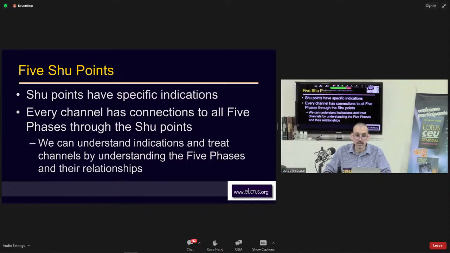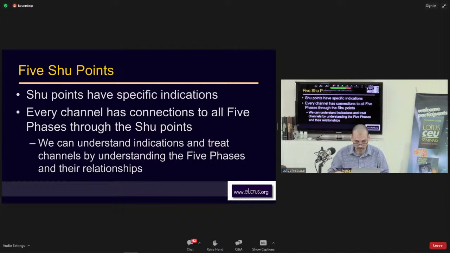And it's also important for us to understand that each of the channels has a connection to all five phases, especially through the shu points. And that is also based on yin and yang. So we can understand the indications and treat the channels by understanding the five phases in the body, their interrelationships, and then that interrelationship between channels, one channel to another, or one channel to another organ, mediated through five phase relationships that are expressed through the Jing Ying Shu Jing He points.